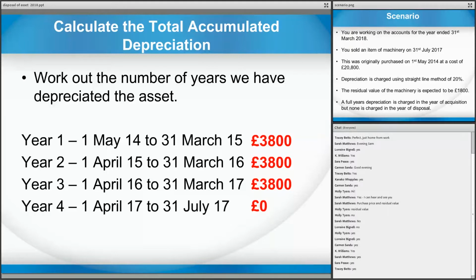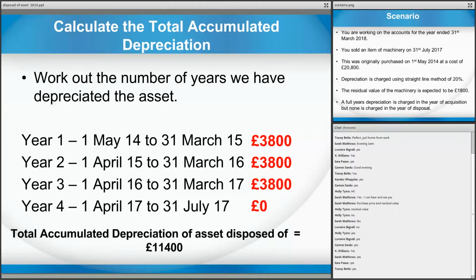So we're not charging any depreciation whatsoever in that year. So the total amount of accumulated depreciation that would have been written off up to the point that we sold the asset would be 11,400. Okay, now this is a common thing that you've got to work out in an exam, so please don't try and do it in your head, just write it down.